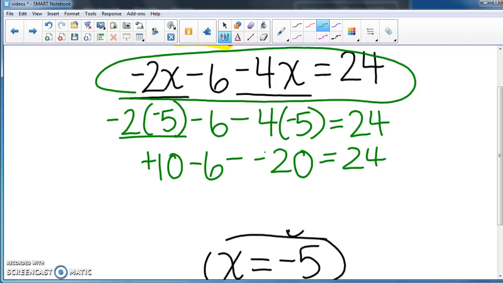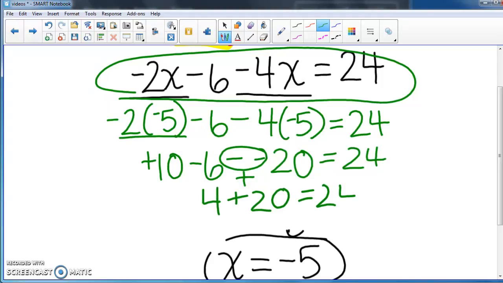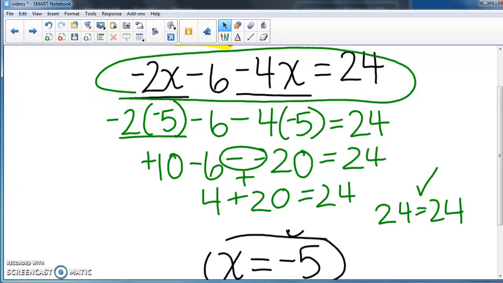Well, I know these two negatives together will form a plus. And now I have 10 minus 6 is 4. 4 plus 20 equals 24. And yes, indeed, I can see that 24 equals 24. That is how I check my solution. So I know that when x has a value of negative 5, both sides of the equation are equal.